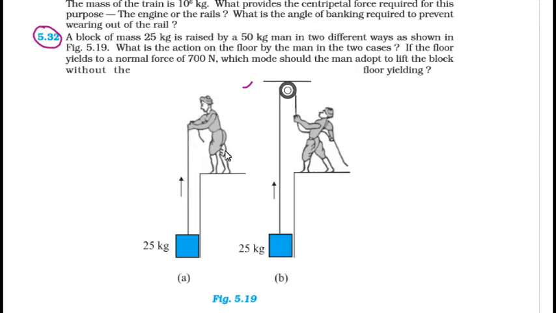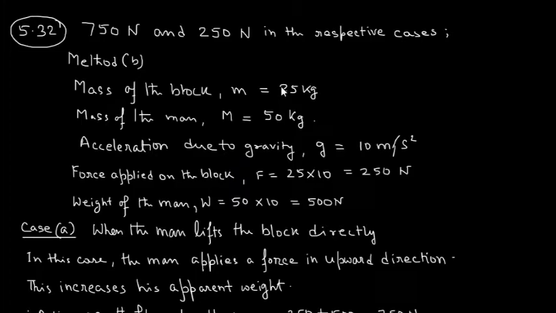Now let us see the solution here. So 5.32, 750 Newton and 250 Newton in the respective cases. And the method is B. So this is the answer, but how we got it, we are now explaining.